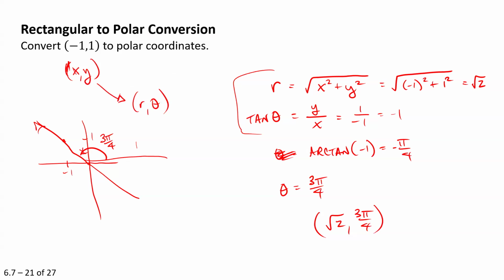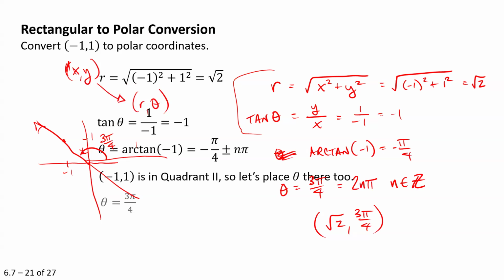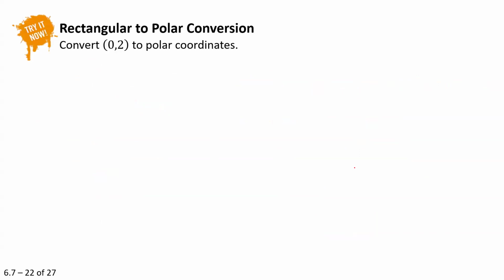Oh, yes, and I can also do this as well. Oh, the period of tangent is just pi, so there's no 2 out there. Okay, all righty. Convert this to polar coordinates.